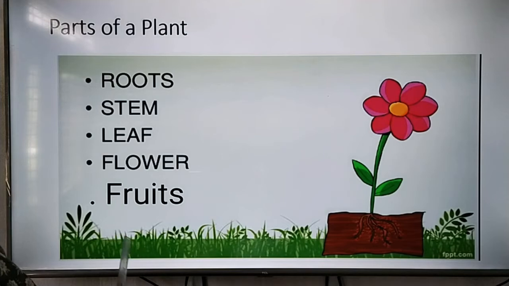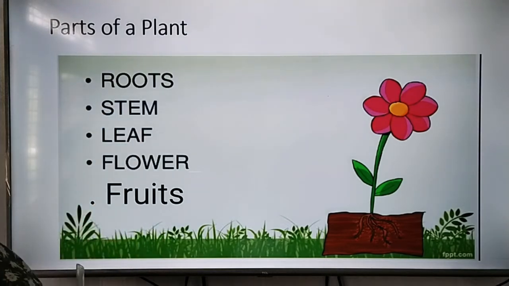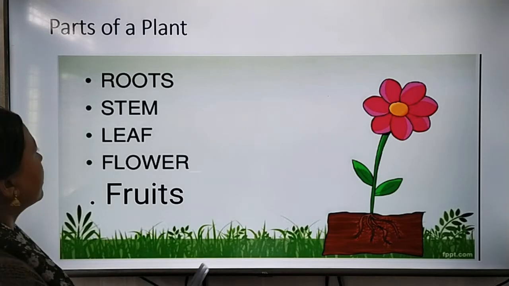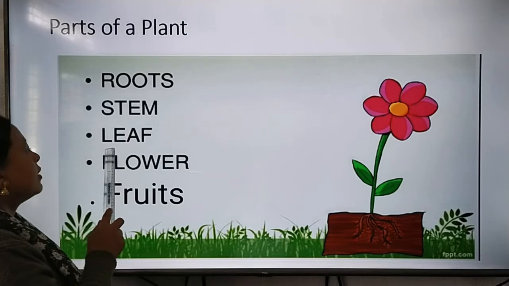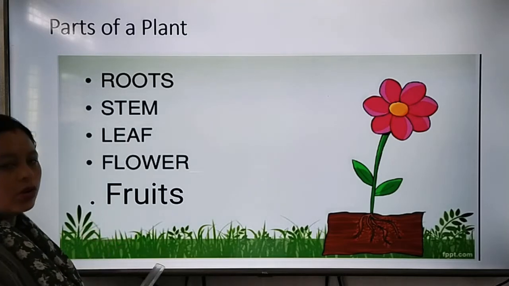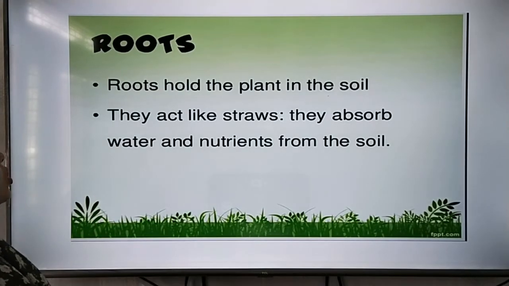Now, next one is parts of a plant. So, let us study about parts of a plant. What are the parts of the plant? Roots, stem, leaf, flowers and fruits. Okay. Now, first one is roots.